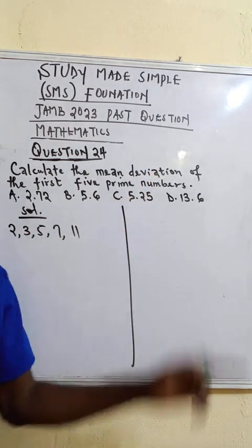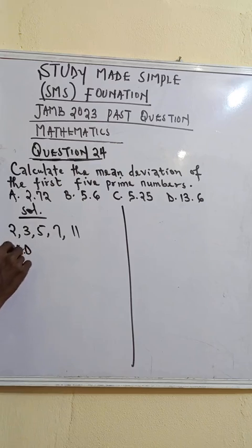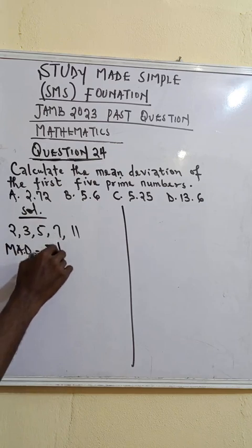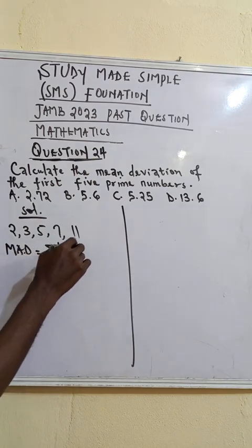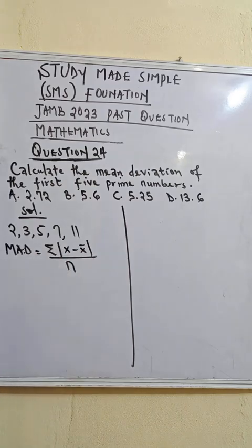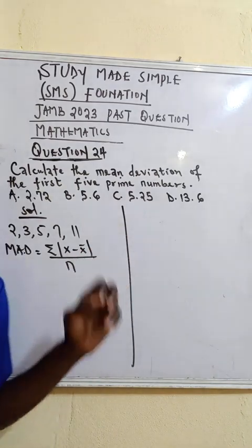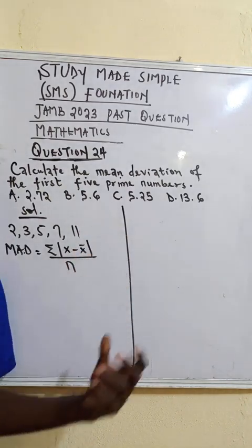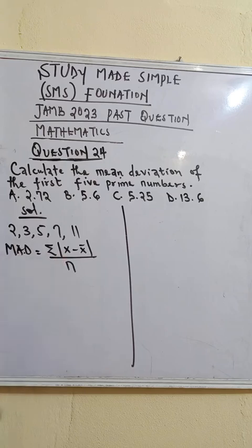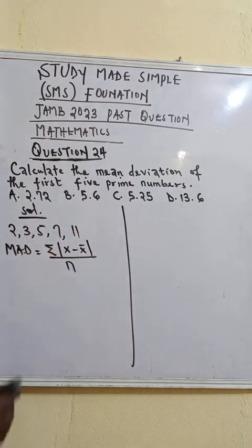Now, the next thing, what is the formula for mean deviation? Mean deviation is also known as mean absolute deviation, MAD. So that's sigma, absolute value of x minus bar x, all divided by n. If it is for a set of numbers, this is the formula best used, since it is not a frequency distribution. So no matter what, the first thing to do here is to compute our mean.